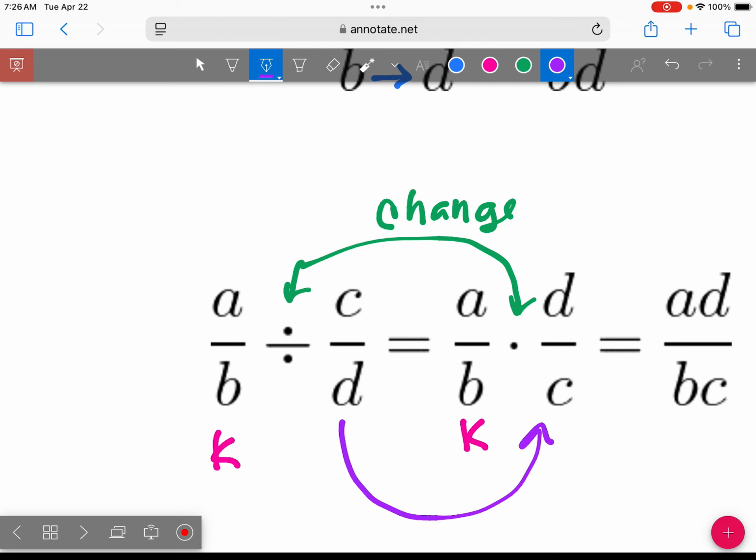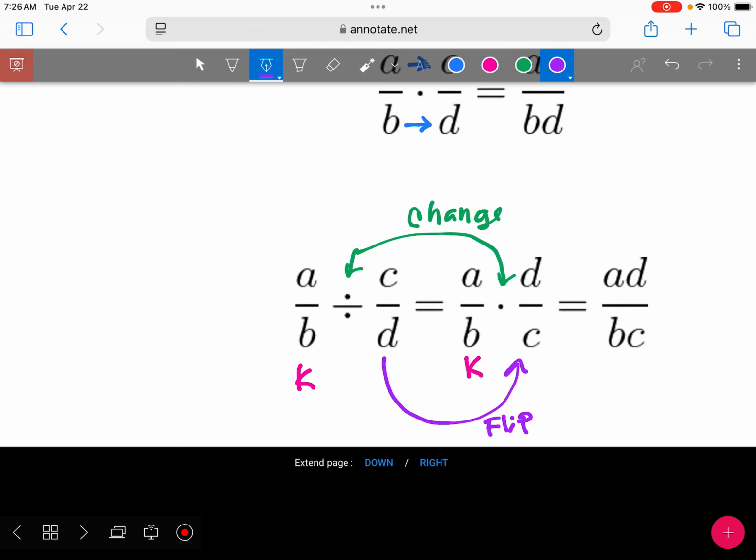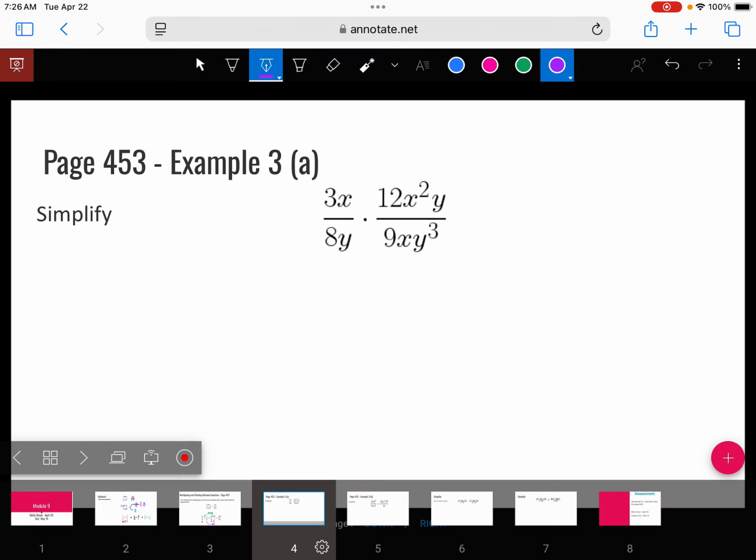And then our second piece flips. And then we multiply straight across. So these are doing the same things we just talked through. It's just giving you a place now inside your packet where you can remember that. So we're going to start by looking at this one.